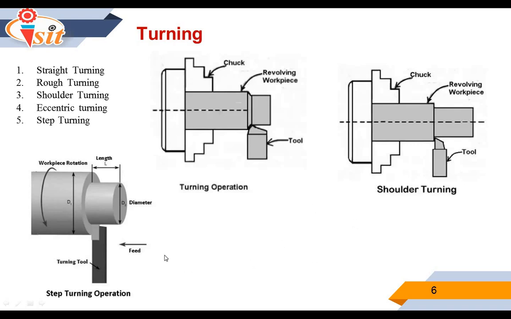Also, step turning is a turning operation in which a series of steps of different diameters is produced on the workpiece, so the final feature of the workpiece forms steps. You can see here there are 2 steps, the first step having diameter d2 and the second step having diameter d1. So this is the step turning operation.